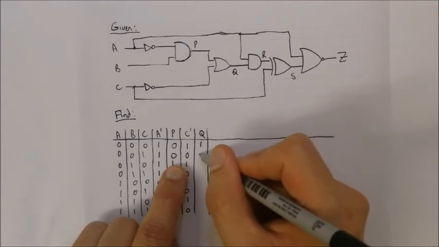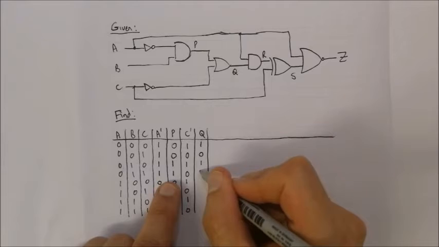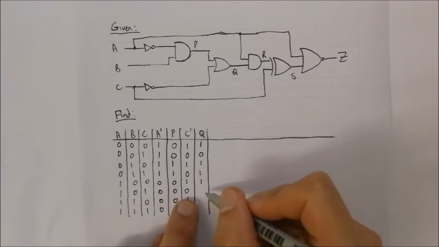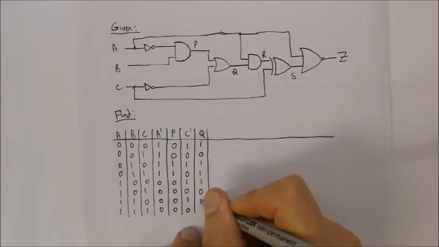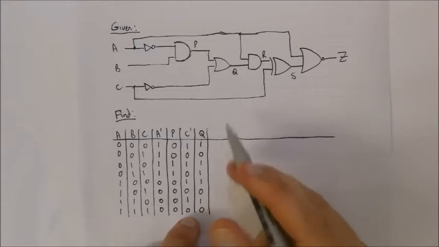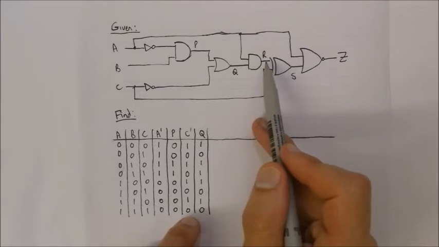Over here both are 0, so that would be an output of 0. Both are 1, so output is 1. We've got P that's a 1 over there, C naught that's a 1 over there. Both are 0 over here, so that gives an output of 0. We've got C naught that's a 1 over there, and both of them are 0 over there, so it gives an output of 0. Okay, now we look at the next output from a gate, which is R.